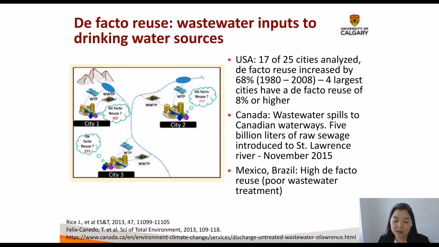But this de facto wastewater reuse is not only an issue that pertains to developed countries, but also the developing world, or more so, it's more severe in the developing world. Countries like Mexico and Brazil have a high de facto wastewater reuse because they have poor sanitation.